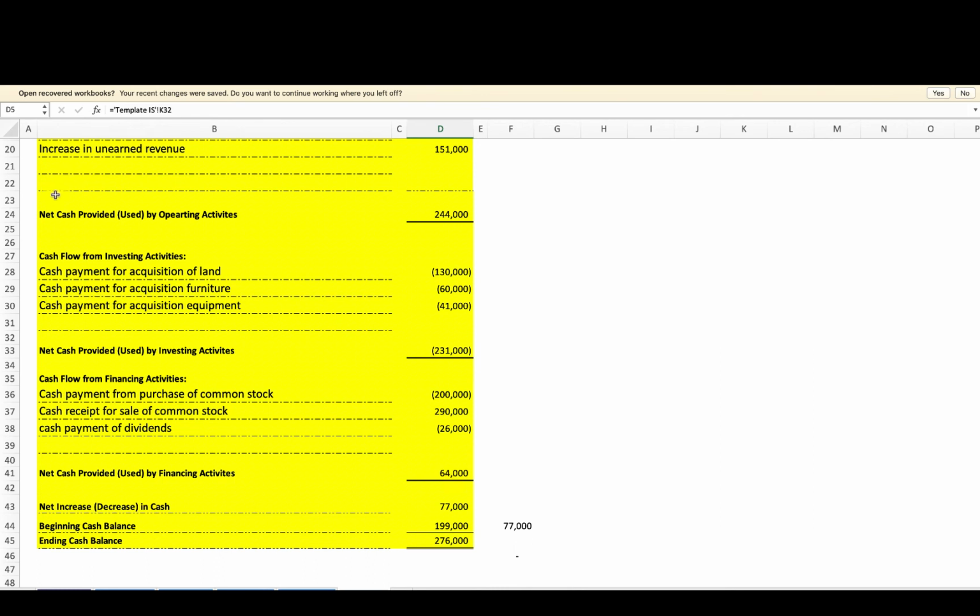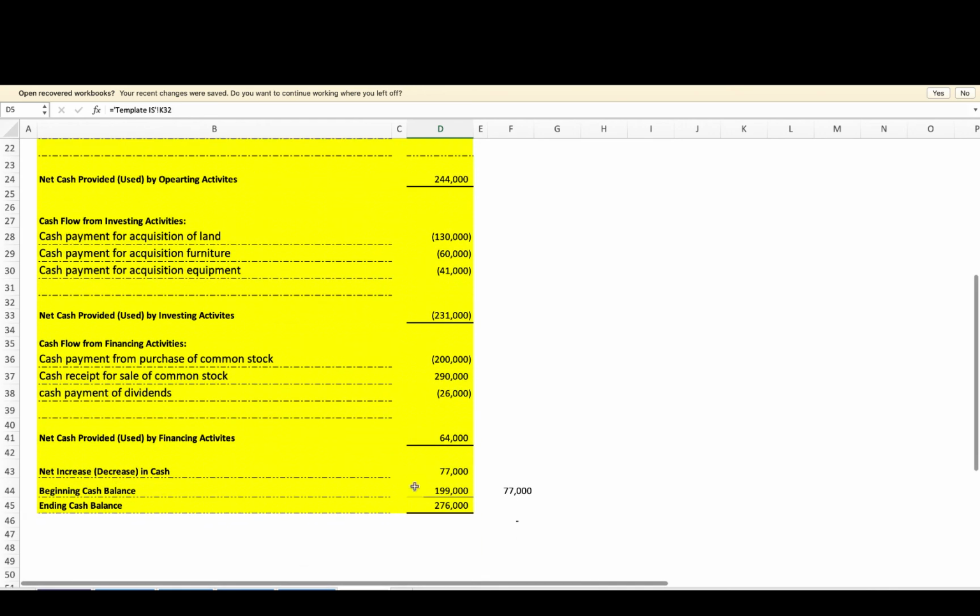So now I have my cash flow from operating, my cash flow from investing, and my cash flow from financing. How do I get my net increase or decrease in cash? This is also the same thing as net change in cash. How do I get that? I take my operating activities plus my investing activities plus my financing activities. When I add those three together, I get $77,000.